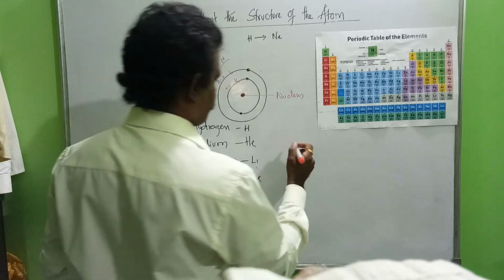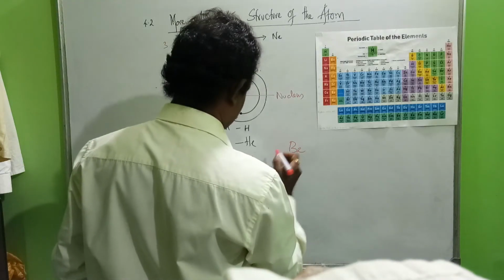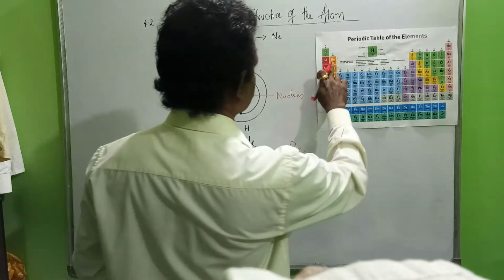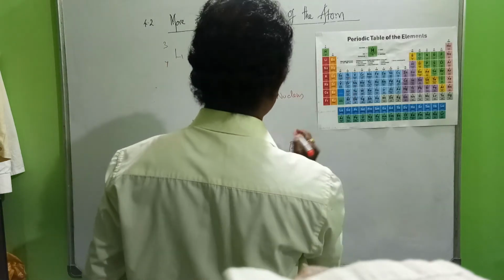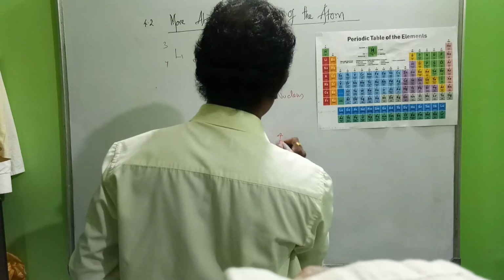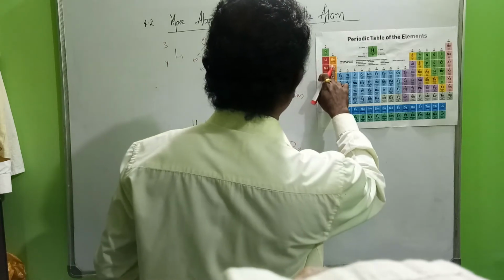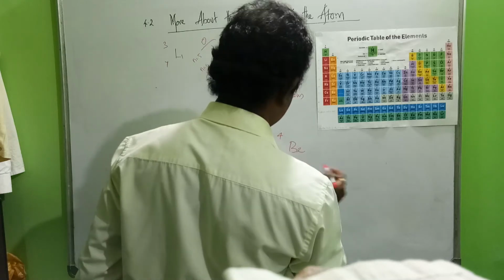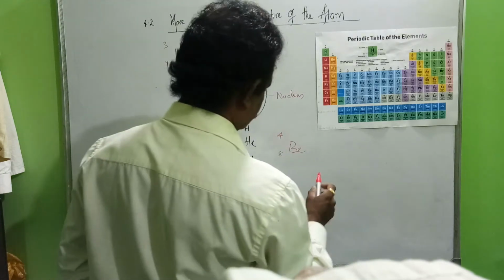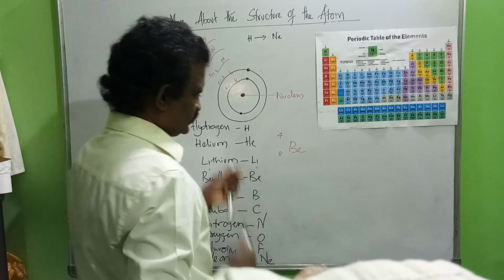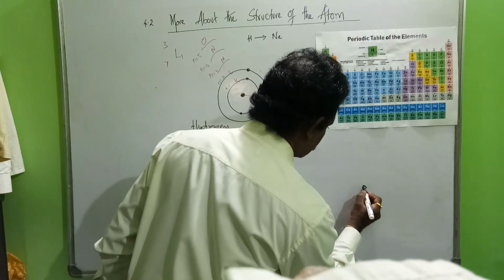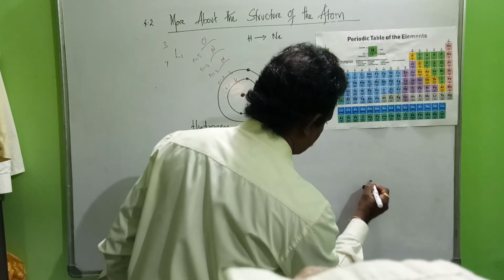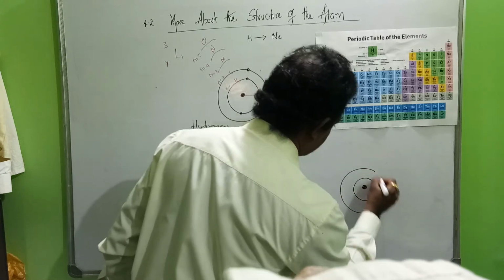Be. Beryllium is Be. What is the atomic number for Be? So you should see Be 4, and the mass number is 8. Okay. Now, if you see, I will draw like this: the arrangement of electrons in an atom, in the beryllium atom.